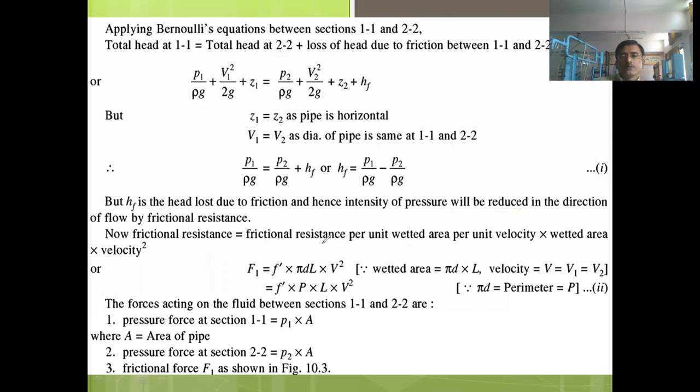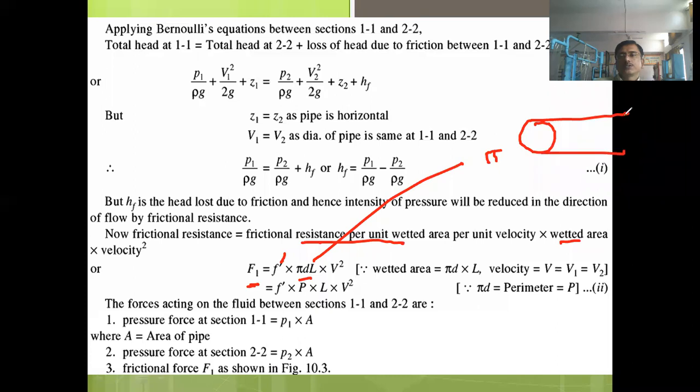Okay, now I am going to put these values here. This particular thing is nothing but this is F dash. Now frictional resistance is represented by letter F1. Okay, then wetted area is nothing but it is pi dL. What is this pi dL? Pi d is nothing but it is the circumference of the circle, and L is the length between these two, section 1 and section 2. Okay, this is the pipe.